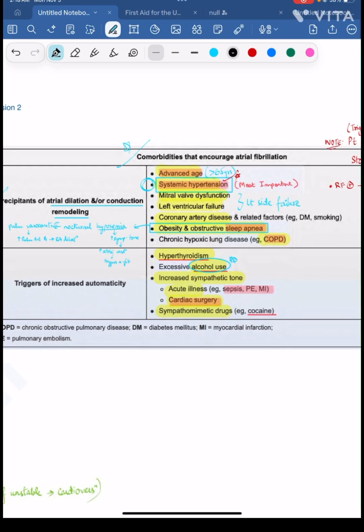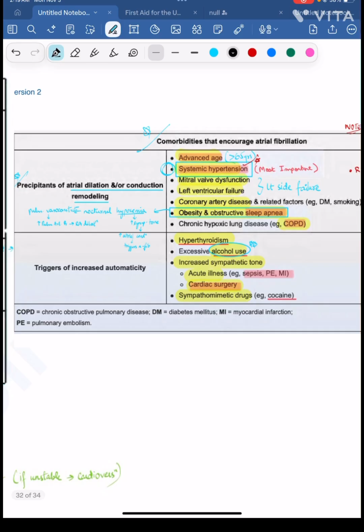So if they give multiple comorbidities in a question and they ask which one has precipitated the atrial fibrillation, then your answer has to be hypertension if it is present in the comorbidities. Okay, if they gave both age and hypertension, the answer is hypertension, because hypertension is the most important comorbidity that can encourage atrial fibrillation. In addition to that, LV failure, mitral valve dysfunction, anything which causes the left atria or right atria to expand due to volume or pressure overload, that causes atrial fibrillation. Coronary artery disease, diabetes, smoking, obesity, obstructive sleep apnea, COPD, hyperthyroid.